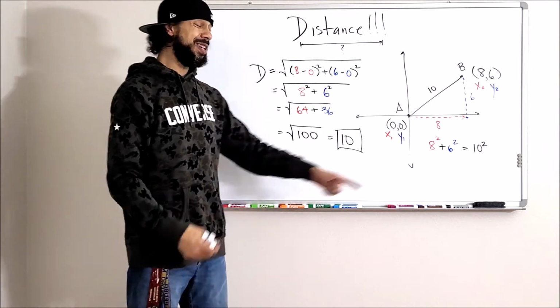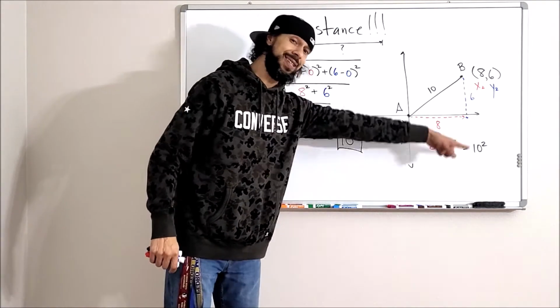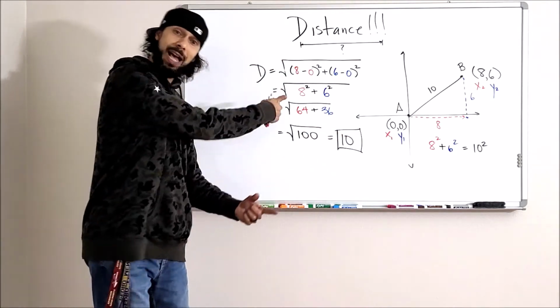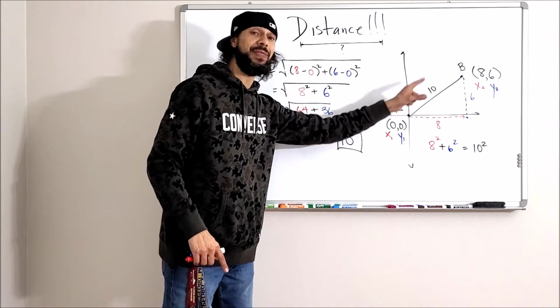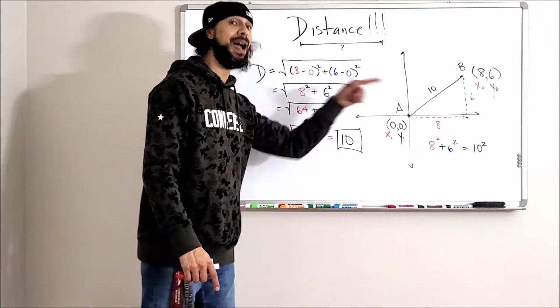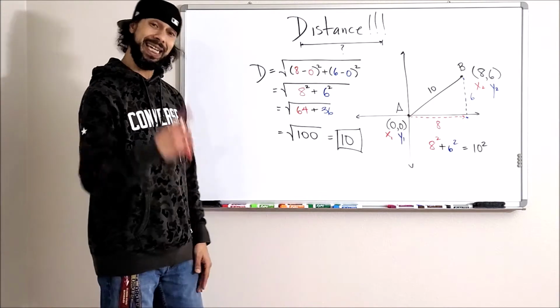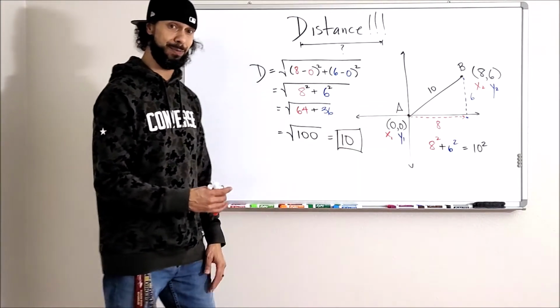And when you think about it, we could have done that with the right triangle, right? Yeah! We know that 8 squared plus 6 squared equals 10 squared. Works out for distance too. Turns out that distance is just the hypotenuse of that right triangle. Yeah, keep that in mind when you're working these distance problems out.